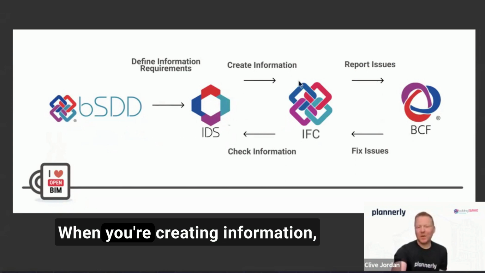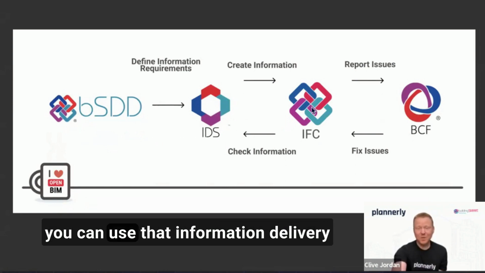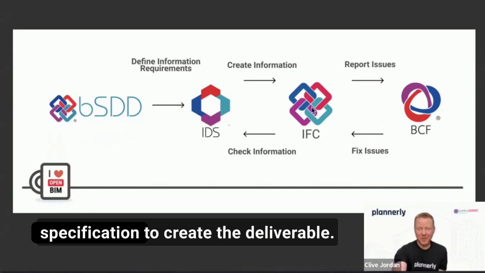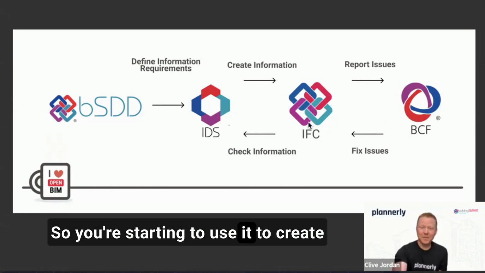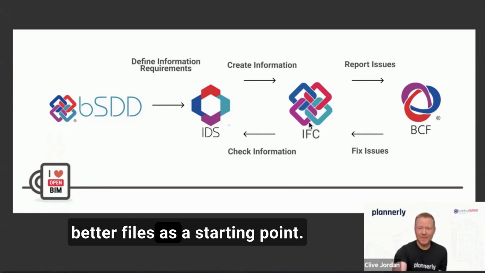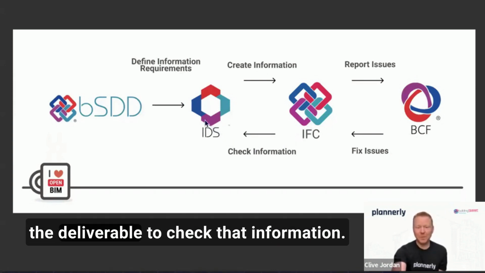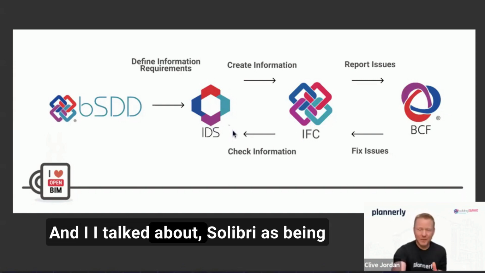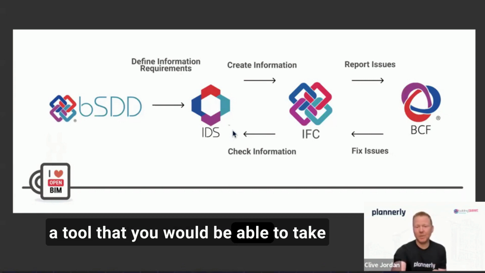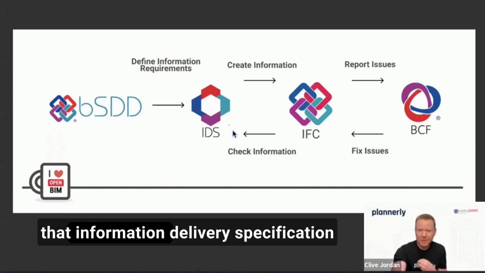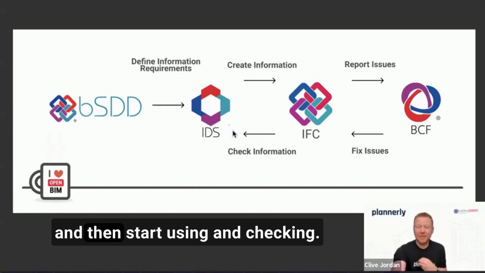When you're creating information, you can use that information delivery specification to create the data. So you're starting to use it to create better files as a starting point. And then it's also used when you get the deliverable to check that information. And I talked about Celibri as being a tool that you would be able to take that information delivery specification and then start using and checking.